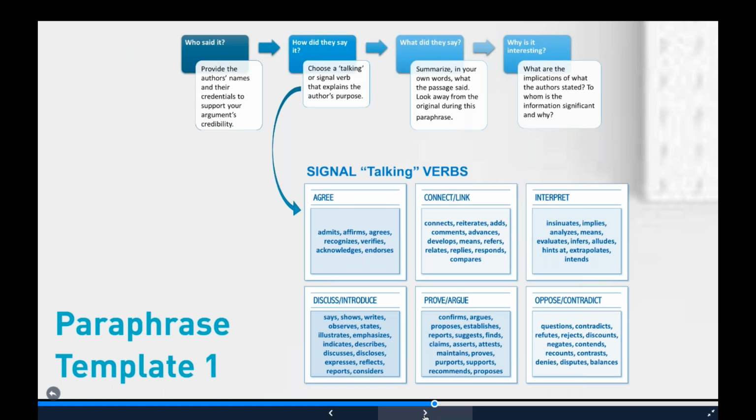Summarize in your own words more than a few lines. Trying to paraphrase a single sentence is incredibly difficult. Try to paraphrase 3 or more sentences where possible. That way you have something to work with and you're not trying to just change the structure of a single sentence. Before you close that paraphrase sentence, explain why the information is interesting. Really be sure you include a phrase that explains the implications of what the author stated. Who does this information matter to? Why?